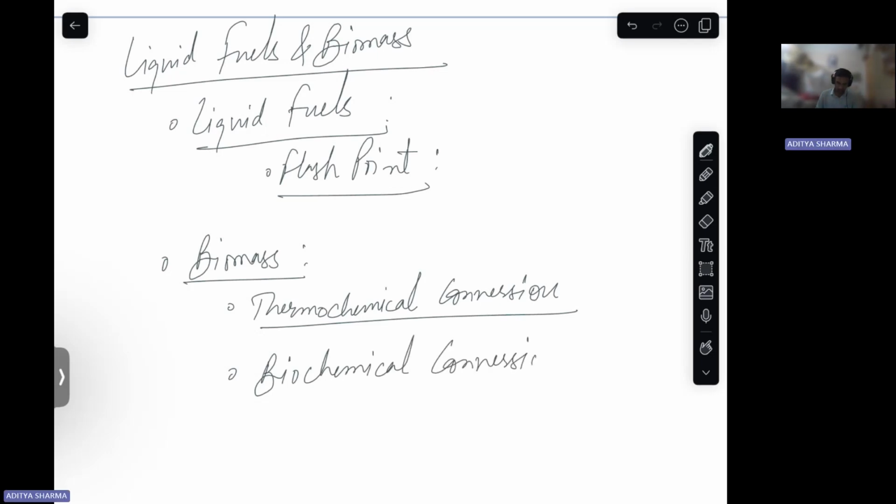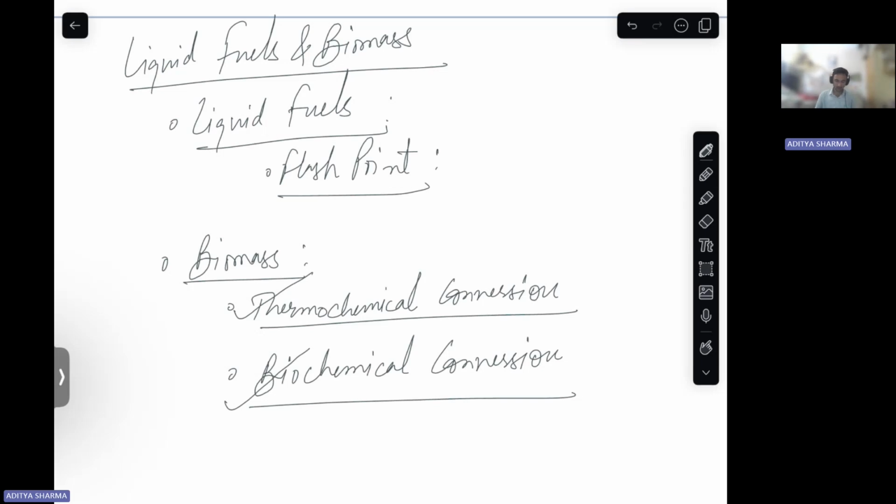So you all must be hearing about blending of fuels, right? With ethanol that has been produced from biomass. So this you must be hearing in the news. So that is the same biomass, right? So there are two ways in which we can get fuel from biomass. Two major ways that have been discussed.